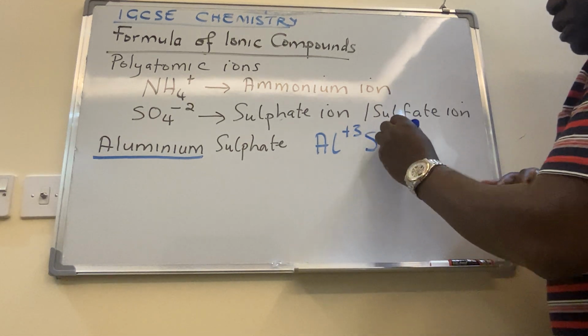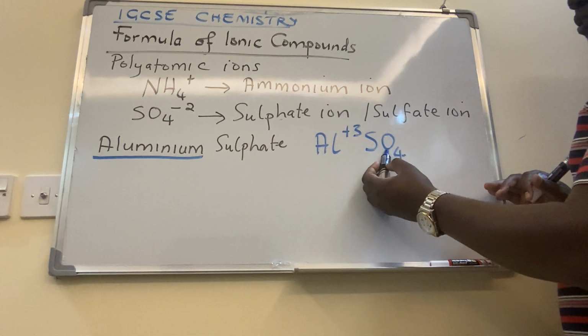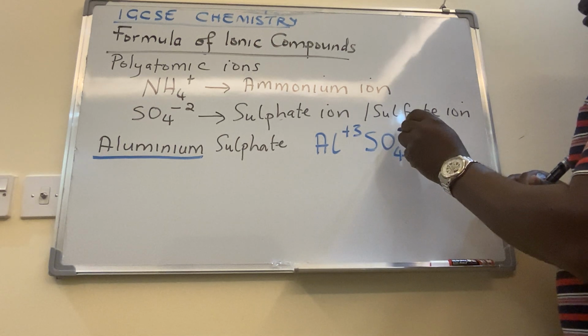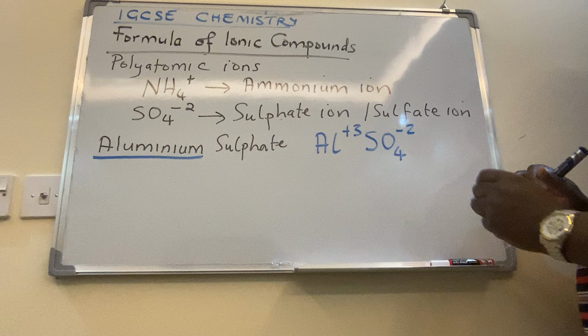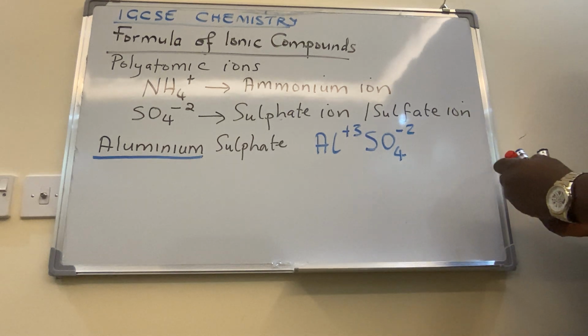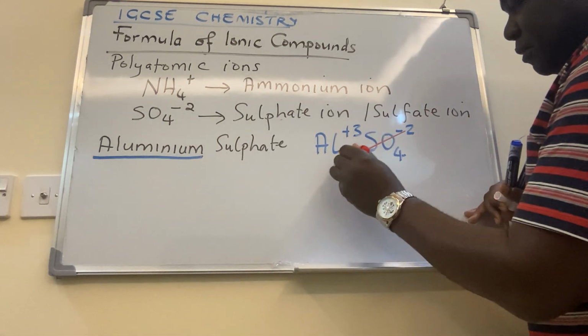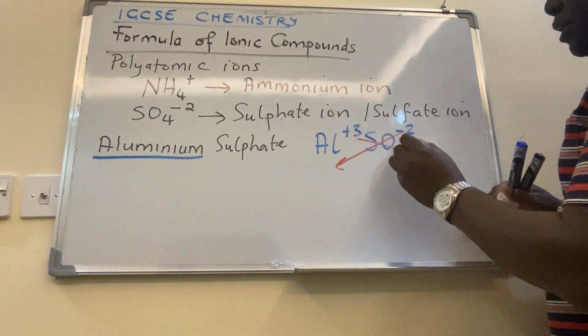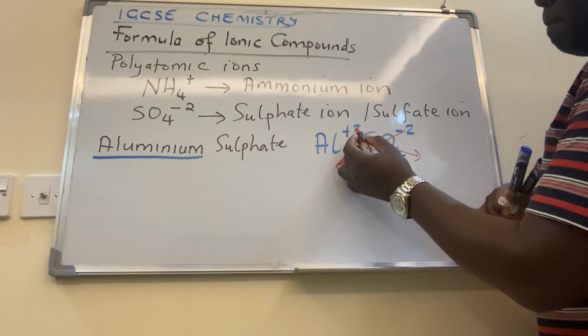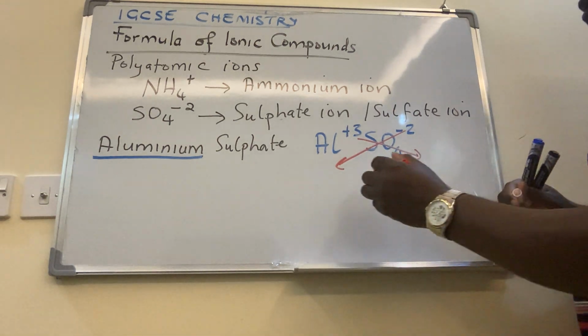So we have sulfate. Don't confuse the numbers. The small number is the number of atoms in the sulfate ion, and the charge is at the top. So we have our charges there. As before, we swap the numbers only, not the sign. So the 2 comes down to aluminium, the 3 goes to sulfate.